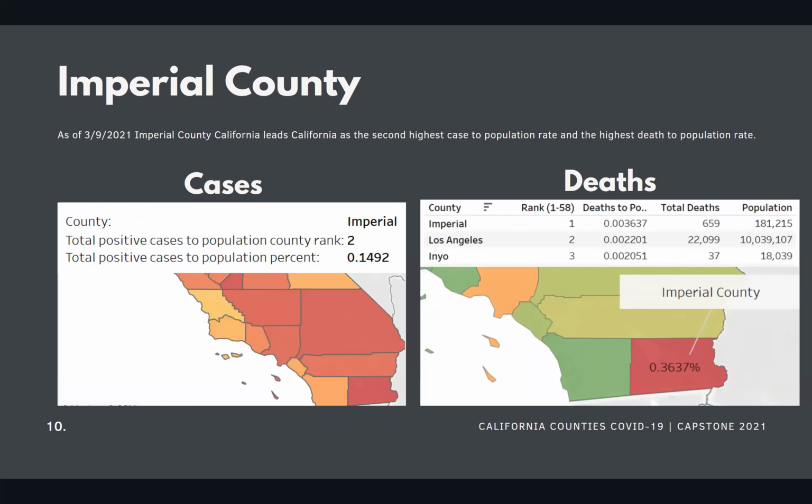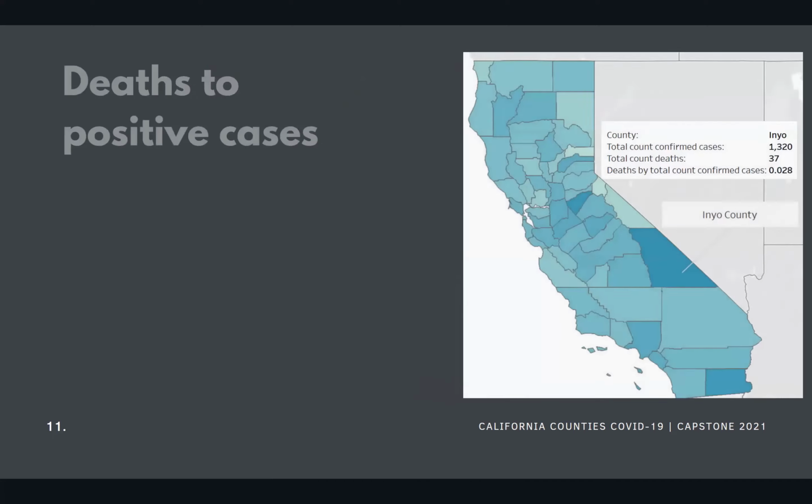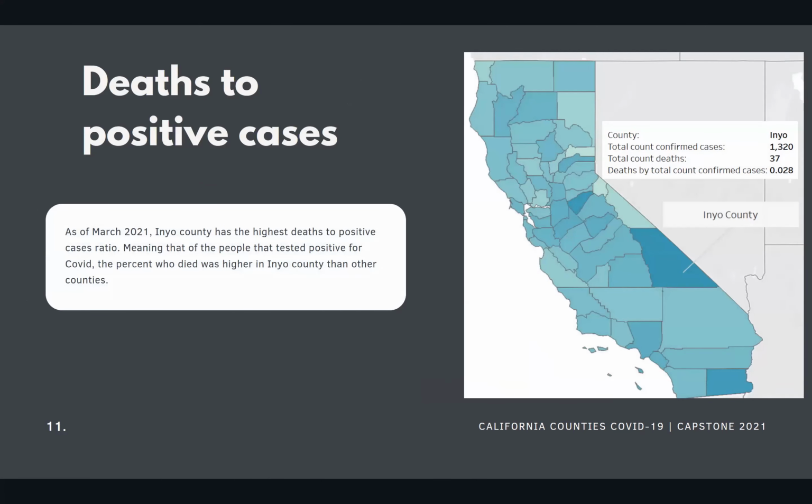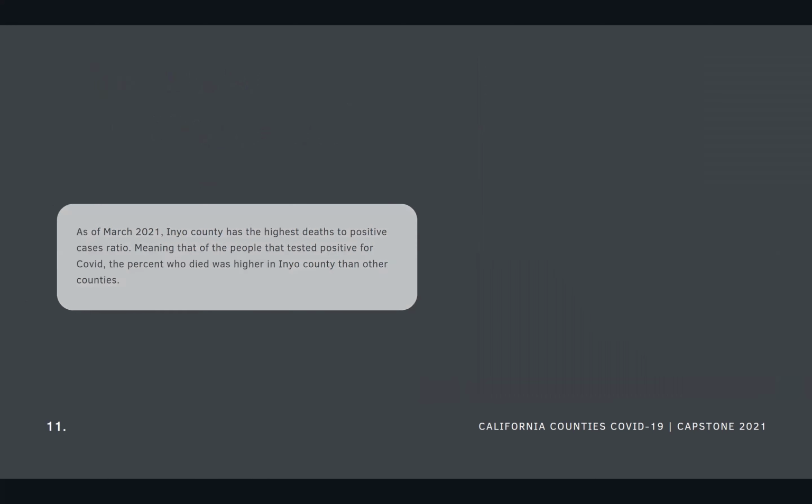As far as notable counties, I think Imperial is definitely one that we should look more into and see what happened. As far as cases, it was in the top 2 for total positive cases to population rank, and it was number 1 in deaths to population, which means Imperial didn't perform terribly well. But if you look at how deaths and positive cases interact with each other, so how many people who got COVID-19 died from it, Imperial wasn't the top county. It was actually Inyo County, which was a very interesting fact to me.